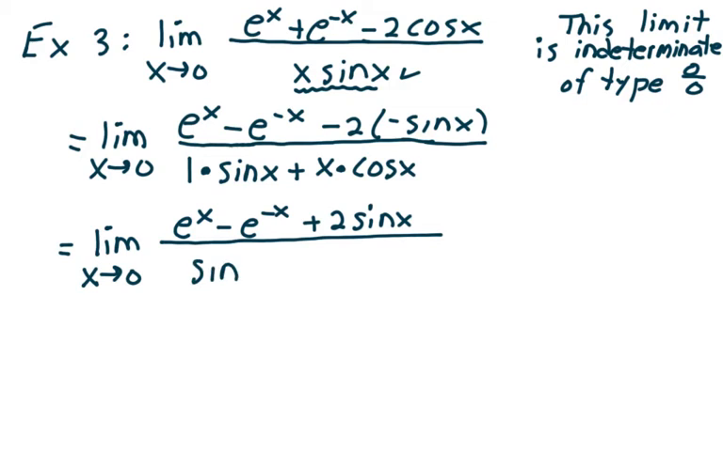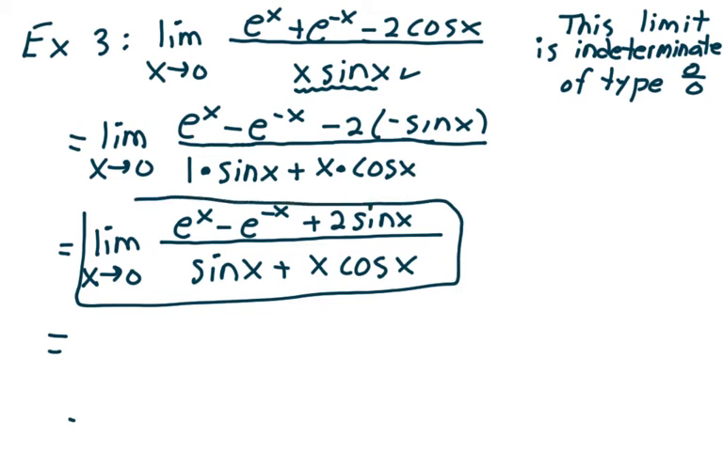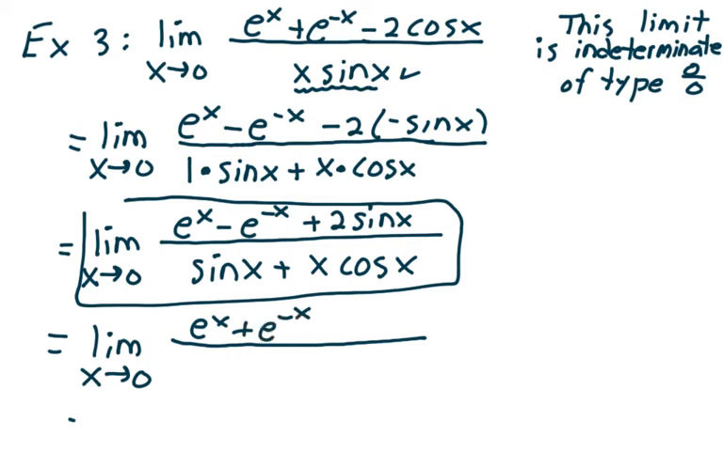Divided by sine x plus x cosine x. And this limit still has indeterminate form of type 0 over 0. And so I'm going to apply L'Hopital's rule again on this limit right here. Okay? And so this is the limit as x goes to 0 of the derivative of the numerator. We're going to do e to the x plus e to the negative x plus 2 cosine x. So that's the derivative of the numerator.